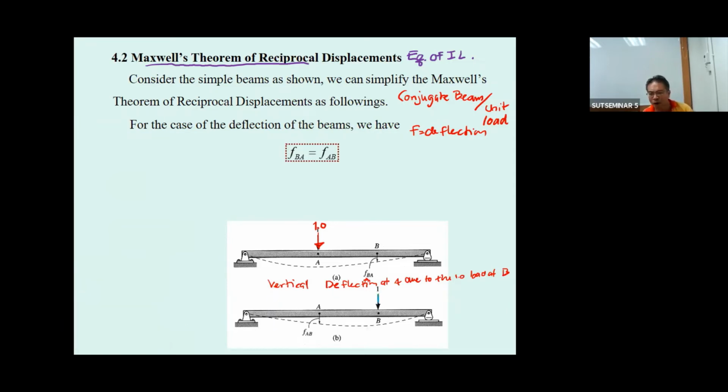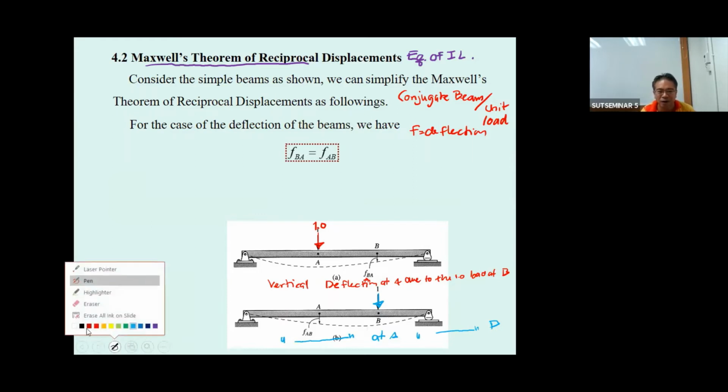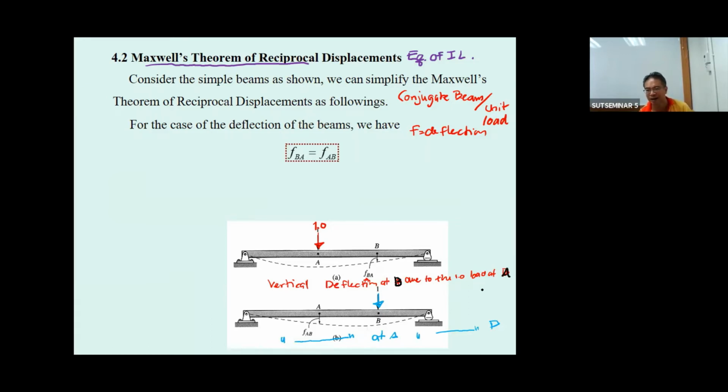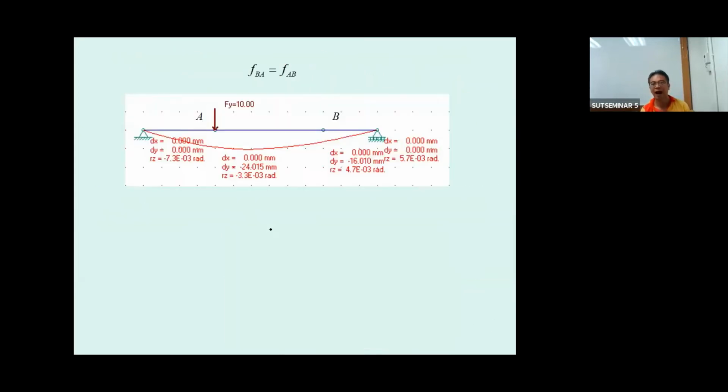Just put the 1.0 unit load at B, and then you determine the vertical deflection at A due to the loading at B. Oh, sorry, this is the first one: the vertical deflection at B due to the applied load at A. It is going to be equal to the vertical deflection at A due to the applied load at B. Okay, you will have this kind of word, and you can prove it.